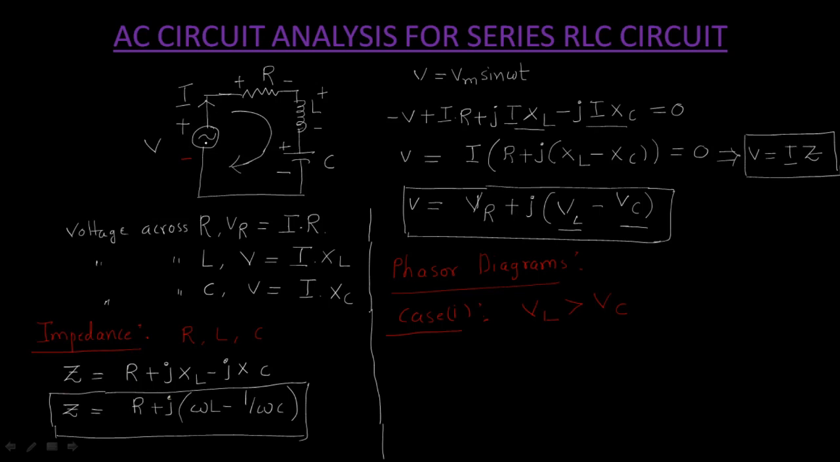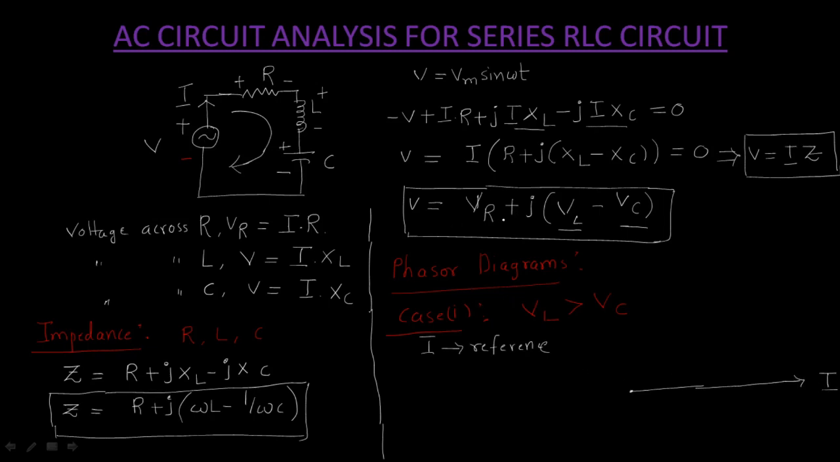The current flowing through the resistor, the current flowing through the capacitor, and the current flowing through the inductor are all the same. That's why current is the reference. Take current as the reference vector. From that you will draw this.